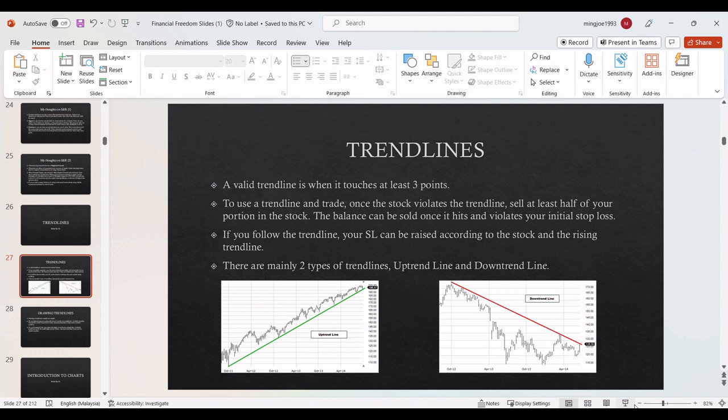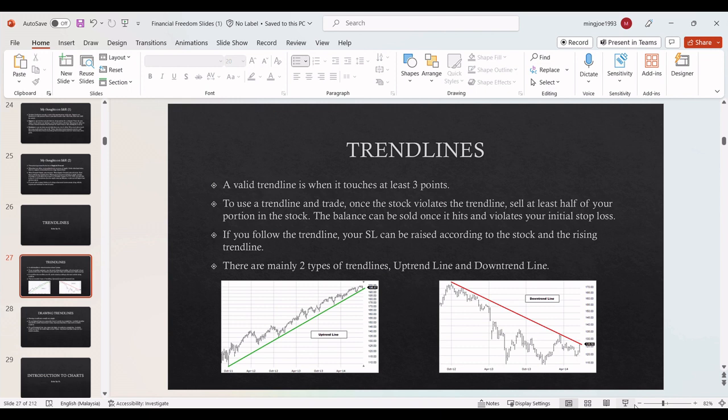To use a trend line and trade, once the stock violates the trend line, it is recommended to sell at least half of your portion. The balance will be sold once it hits and violates your initial stop loss. Once it breaks the trend line, it's recommended for you to start considering to protect your capital. It's all about risk management.